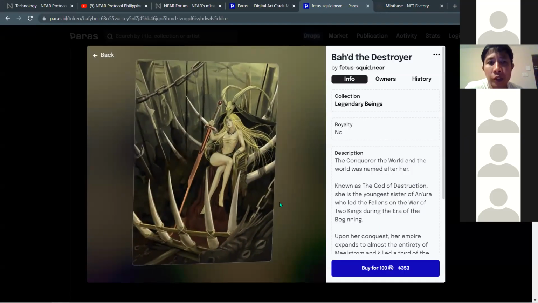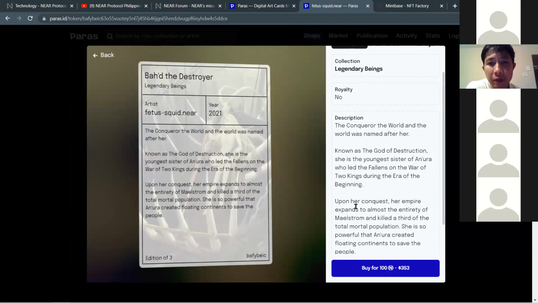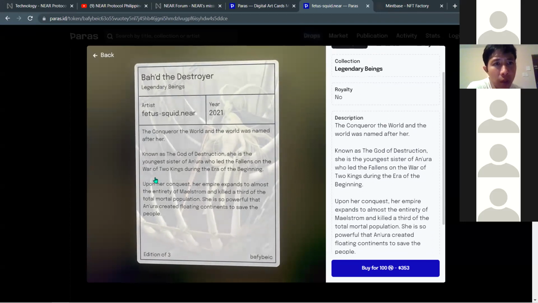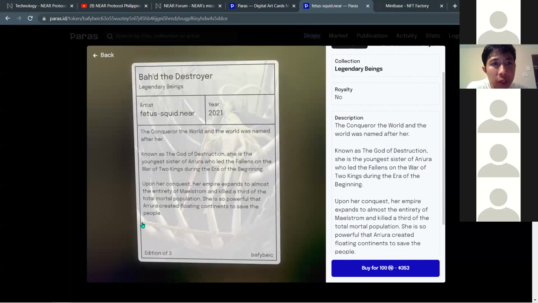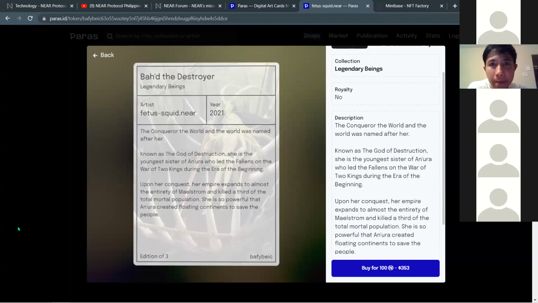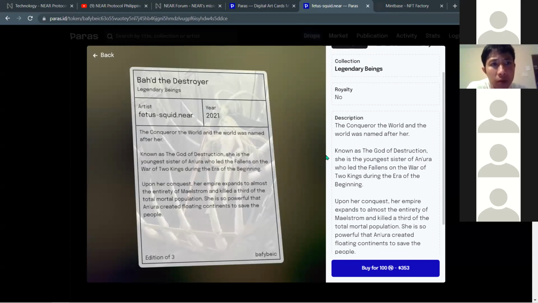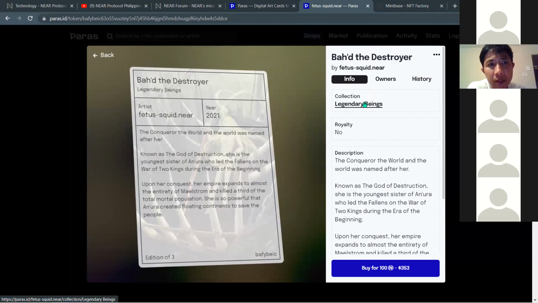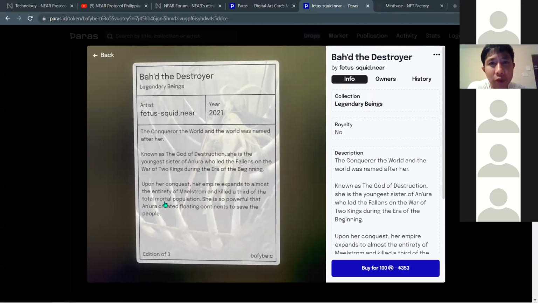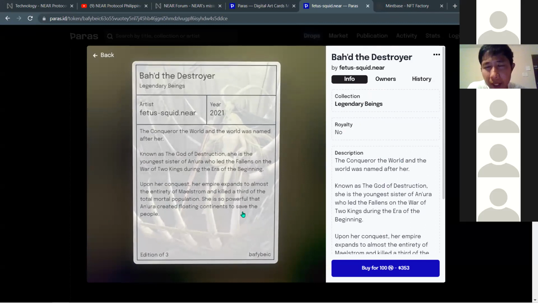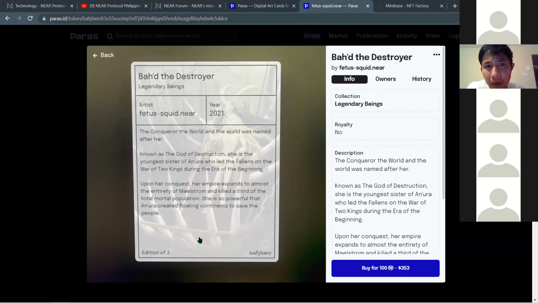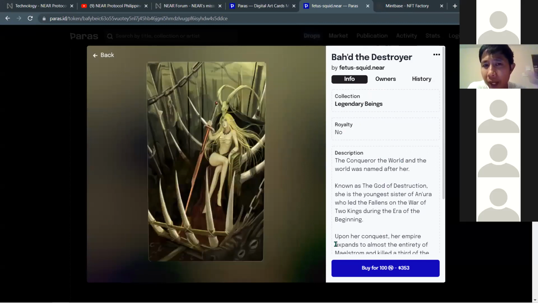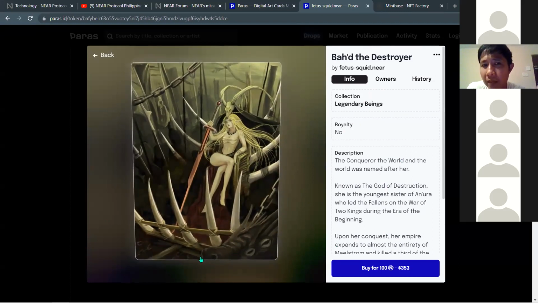Yeah. So flip it, please. You can flip it. Yun. So, yun. Collection to, no? Collection, legendary beings. Yeah, collection to. So, Fito Squid has created this collection called Legendary Beings, and then yung pangalan is Bad the Destroyer. Ayan. May description siya. It's not just any art. You notice here, guys, yung NFT na to, you create more meaning by describing it. What's the story behind it?